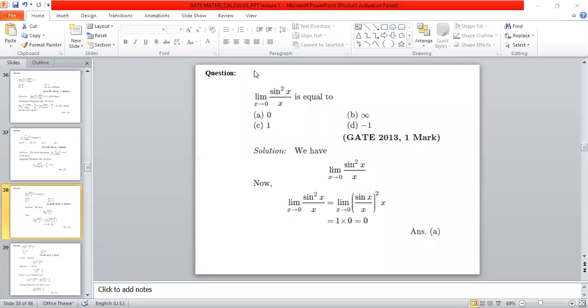And the limit, yes, any doubt? Please ask me any doubt if you have. Okay. Sine x upon x is 1, and the limit as x tends to 0 of x is 0. So 1 into 0 is 0.